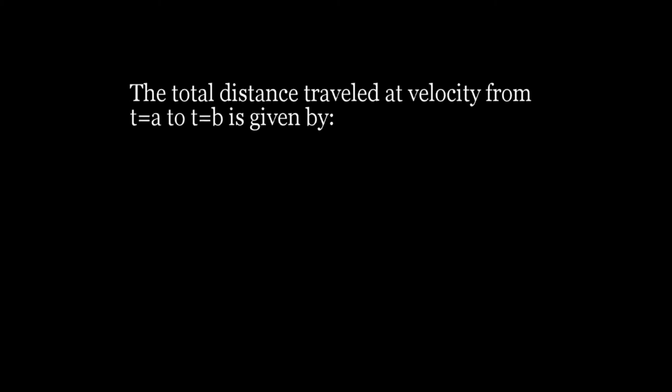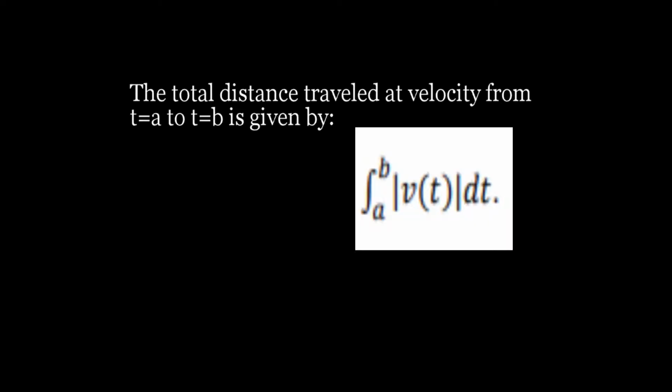To find the total distance traveled at a velocity, you must take the antiderivative of that velocity from point A to point B.